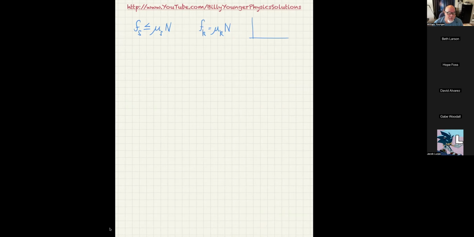We can look at, for instance, the force applied versus the friction force. And when we do that, you can get a nice little graph, and the graph is shown in figure 5.3. This is the friction force, F. Notice I didn't put an S or a K on it because it's the friction force, and that includes both the static and the kinetic friction force. And this axis represents F applied.